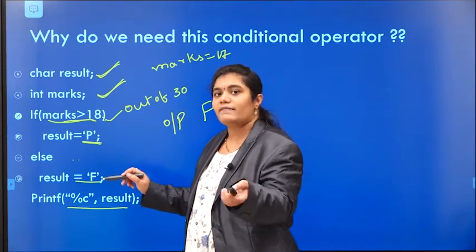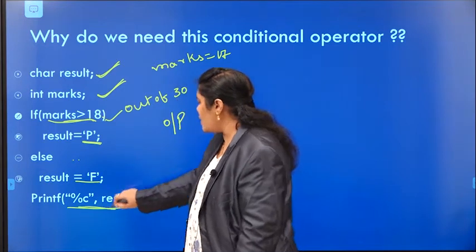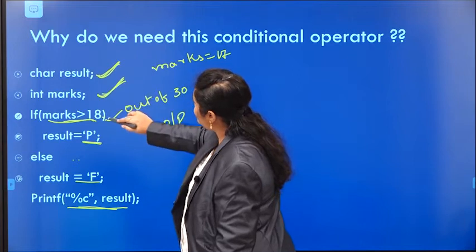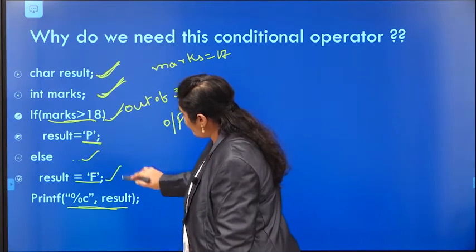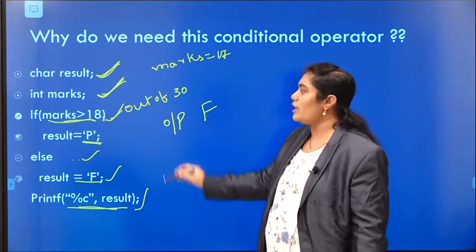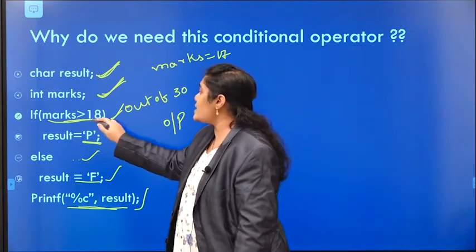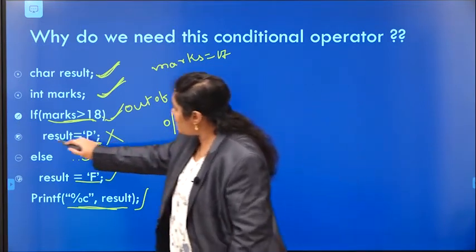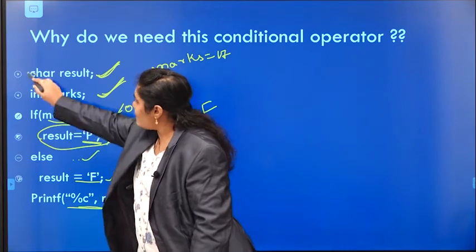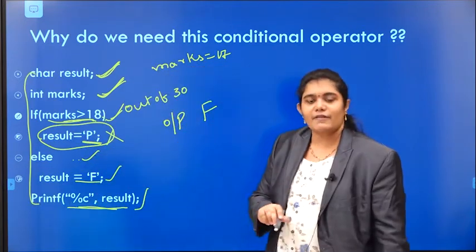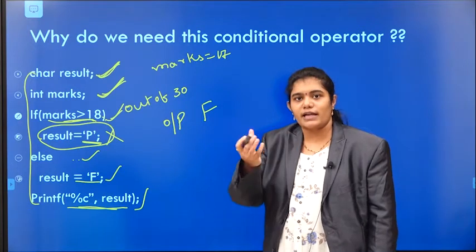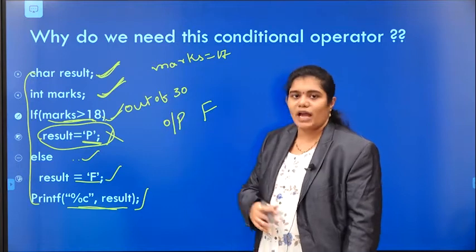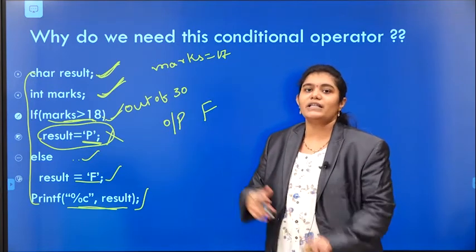After assigning the value for result, I am going to the printf statement. So I need to traverse instruction 1, 2, 3, 4, 5, 6. I need to traverse all these instructions because the condition failed. I am not traversing this one instruction. Except for this instruction, I am traversing all the others to get the result, whether I passed or failed. Okay. So the same program we will rewrite with a conditional operator.